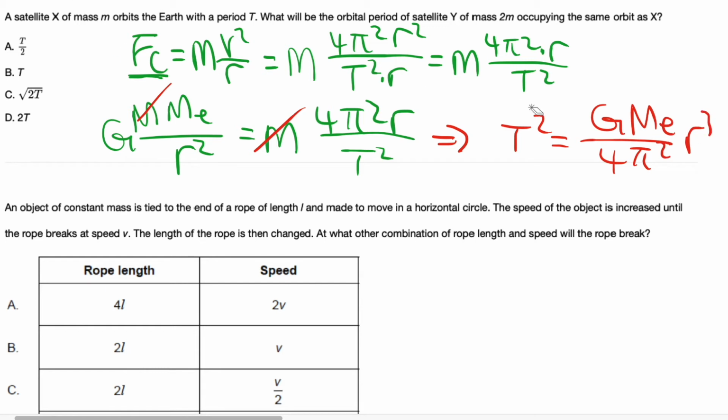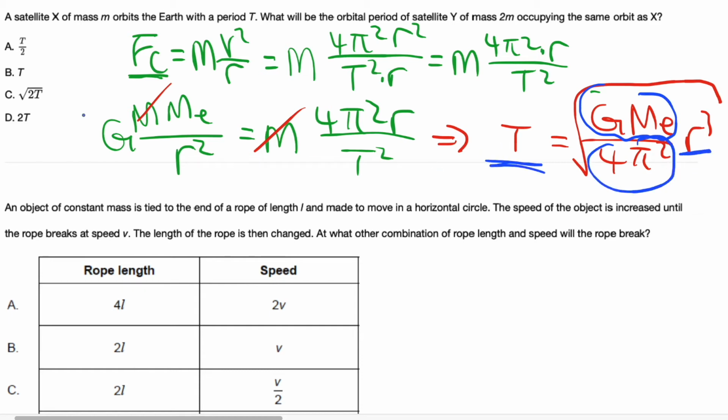So to solve for the period, you're just going to take the square root of this quantity. And this part here, G is a constant, mass of Earth is a constant, 4 pi is a constant, and their radius remains constant. So the period is not going to change. So it's still equal to T.